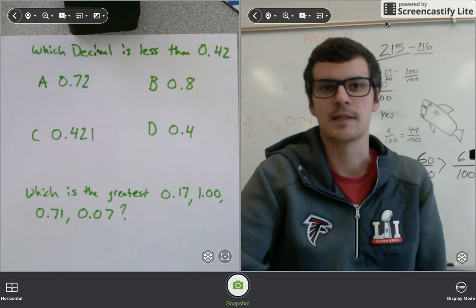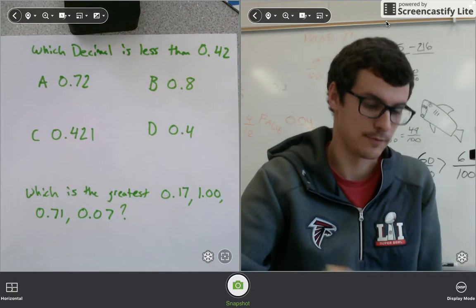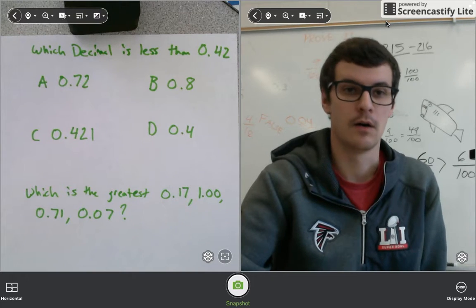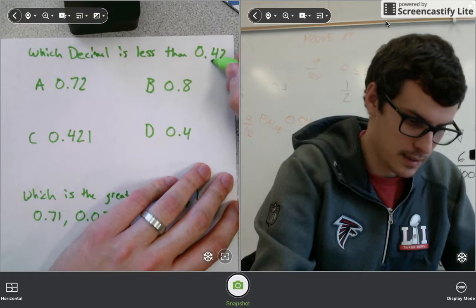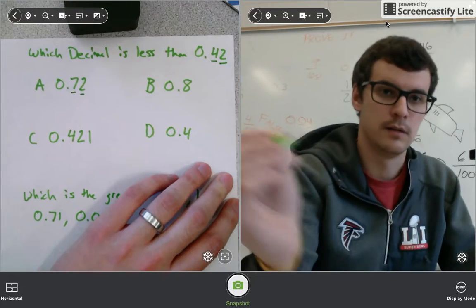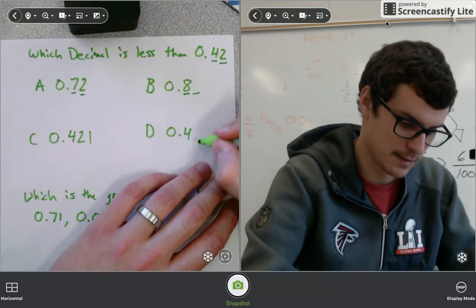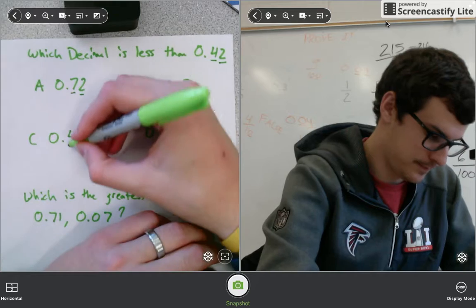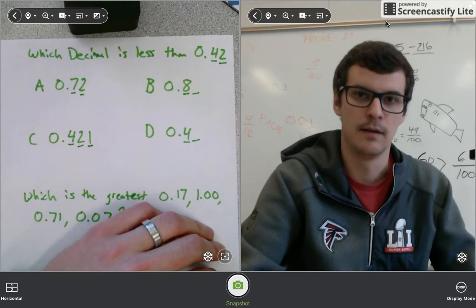This question says, which decimal is less than 42 hundredths? Okay, so first thing we got to do is ask ourselves, are all of these answer choices on the same level? So this is in the hundredths. So that means it takes up 2 decimal places. 2 decimal places? Just 1. So I'm going to need 1 there. I'm going to need 1 there. And this one actually has 3. So we'll deal with that in a second.